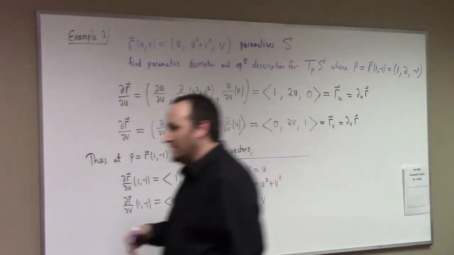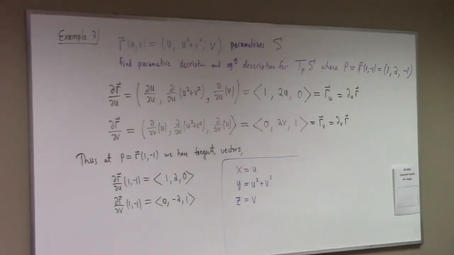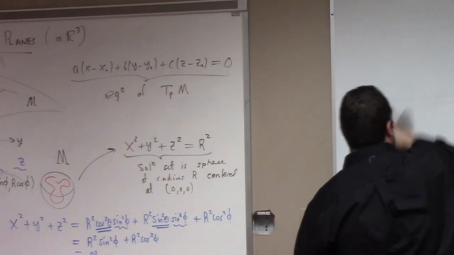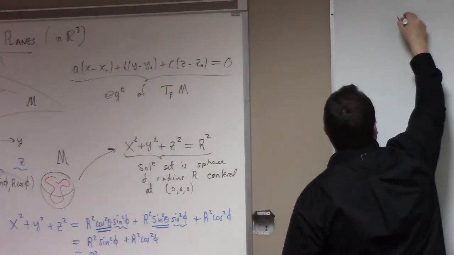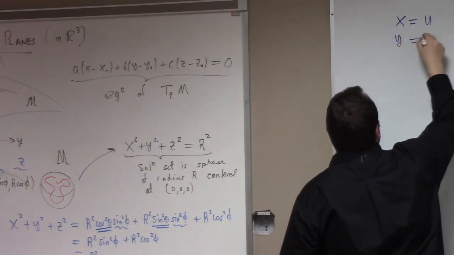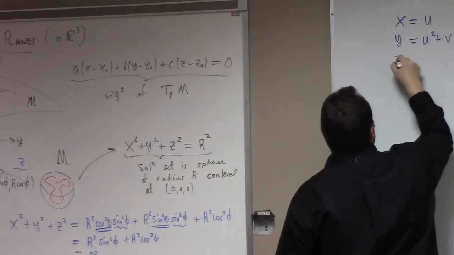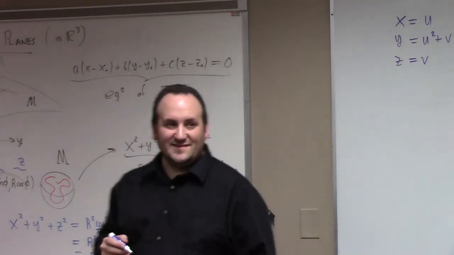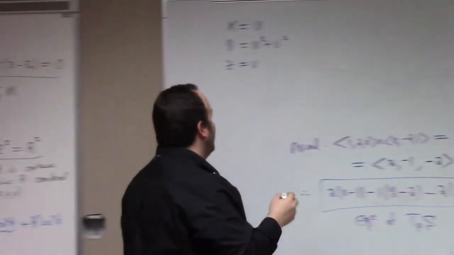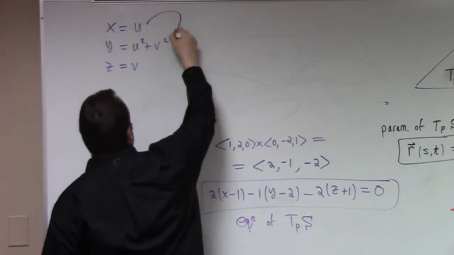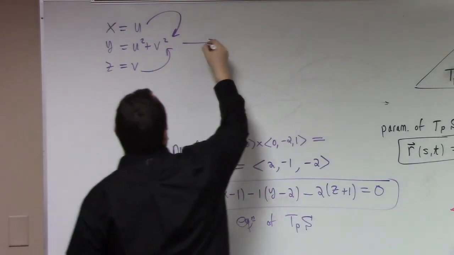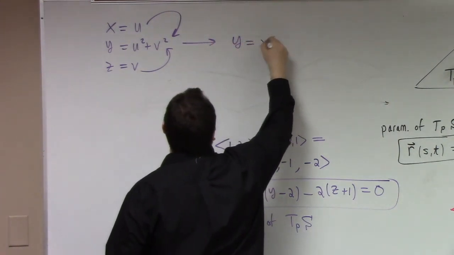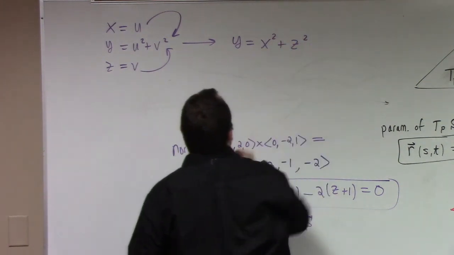Let me write it over here. So we've got x equals u, y equals u squared plus v squared, z equals v. Can you tell me how to eliminate u and v? This one's actually kind of easy. So you put this one down in there and put this, so we get y equals what? y equals x squared plus z squared, right?